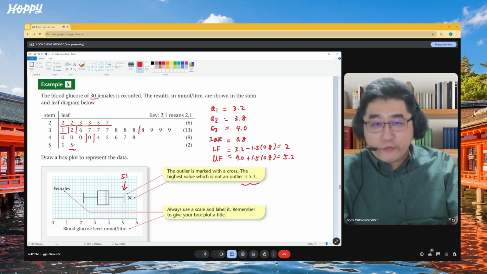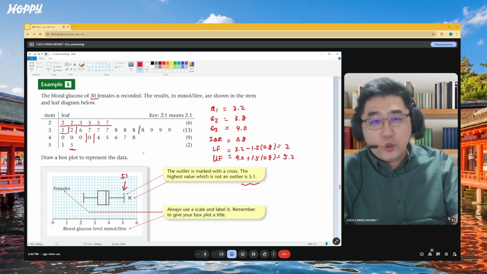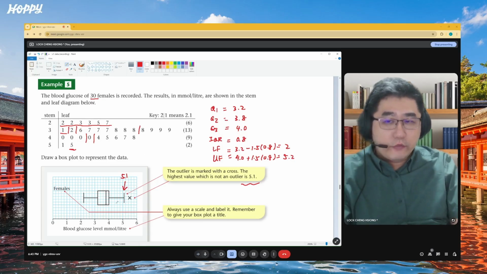The 5.5 is outside of the fence, and the data value within the fence is 5.1. Therefore, it's drawn in this way.